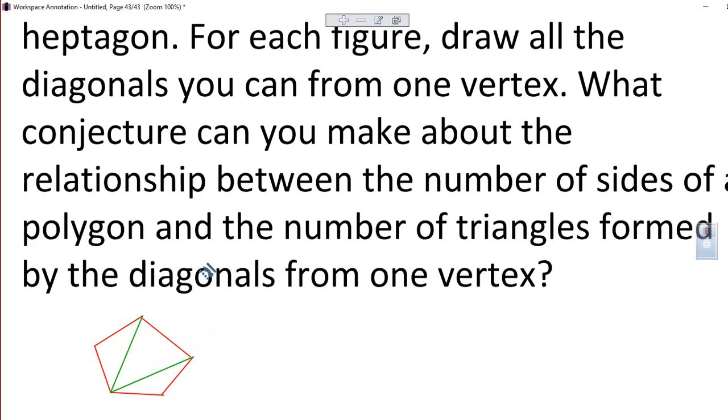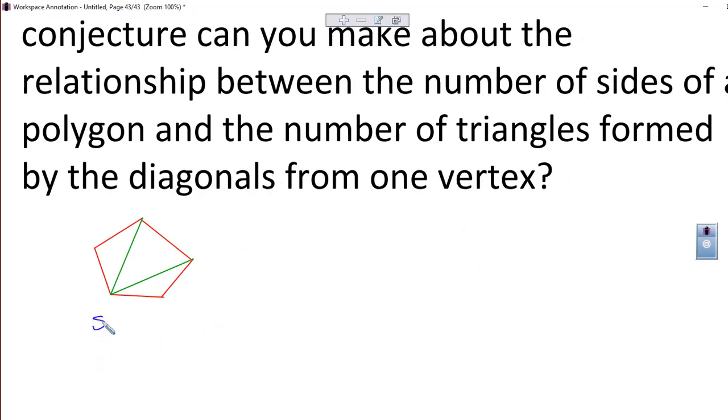And so then I want you to look at the number of sides and the number of triangles that are formed. So now I want you to continue that for the hexagon and the heptagon. So pause the video now, come back and check out your answer when you're done.